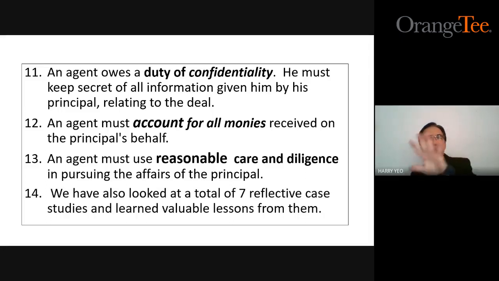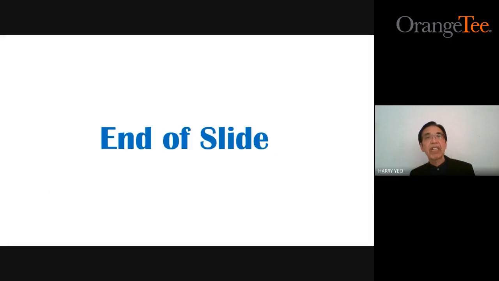So we have looked at the various case studies, 7 reflective case studies. At the end of the day, we now know the 6 fiduciary duties. What are they? OLDCAR. O, obedience. L, loyalty. D, disclosure. C, confidential information. A, accountability. And R, you must have a reasonable standard. We have learned from people's mistakes. We learn from it, and therefore we will not commit those mistakes.